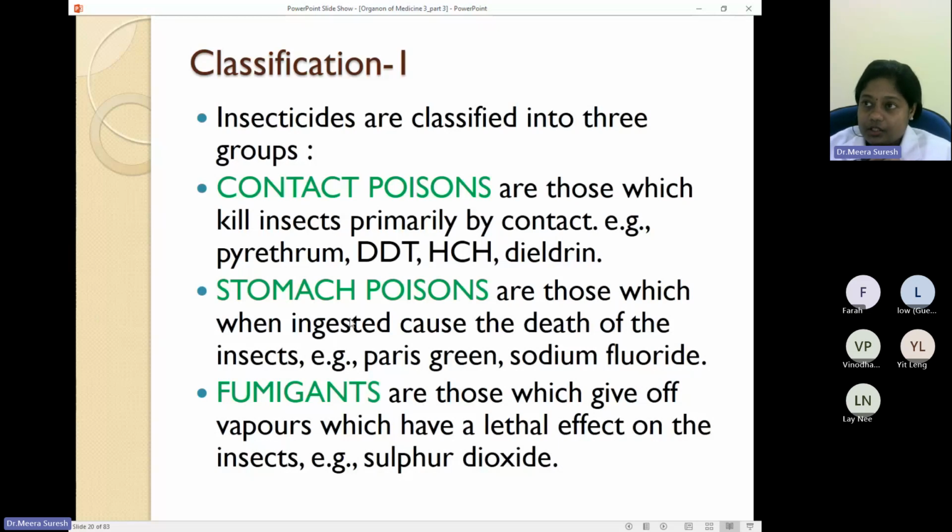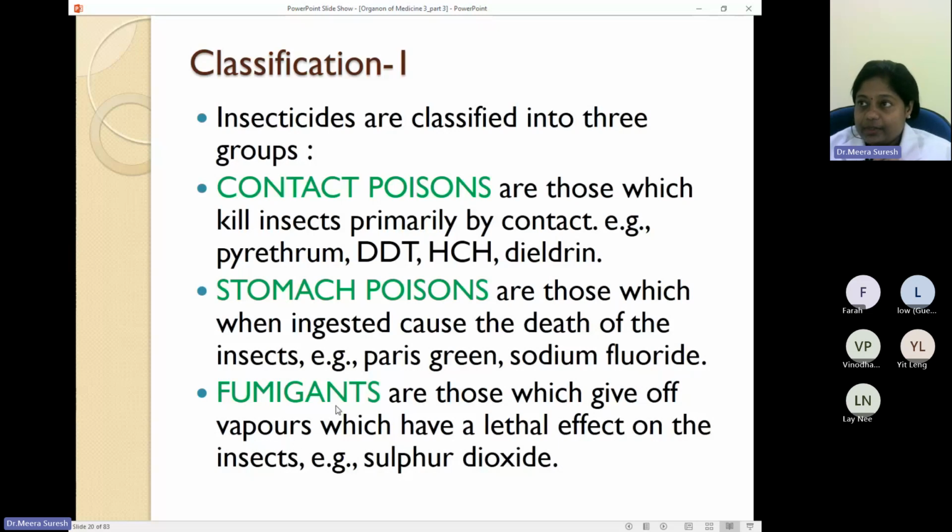The stomach poisons. Stomach poisons means this poison should enter into the GIT or the stomach of the organism. Then only are they going to kill the organisms. Otherwise, just by contact, they are not going to kill. Somehow this chemical should reach their alimentary canal. So stomach poisons are those which when ingested cause the death of the insects. Examples will be Paris green, sodium fluoride, etc.